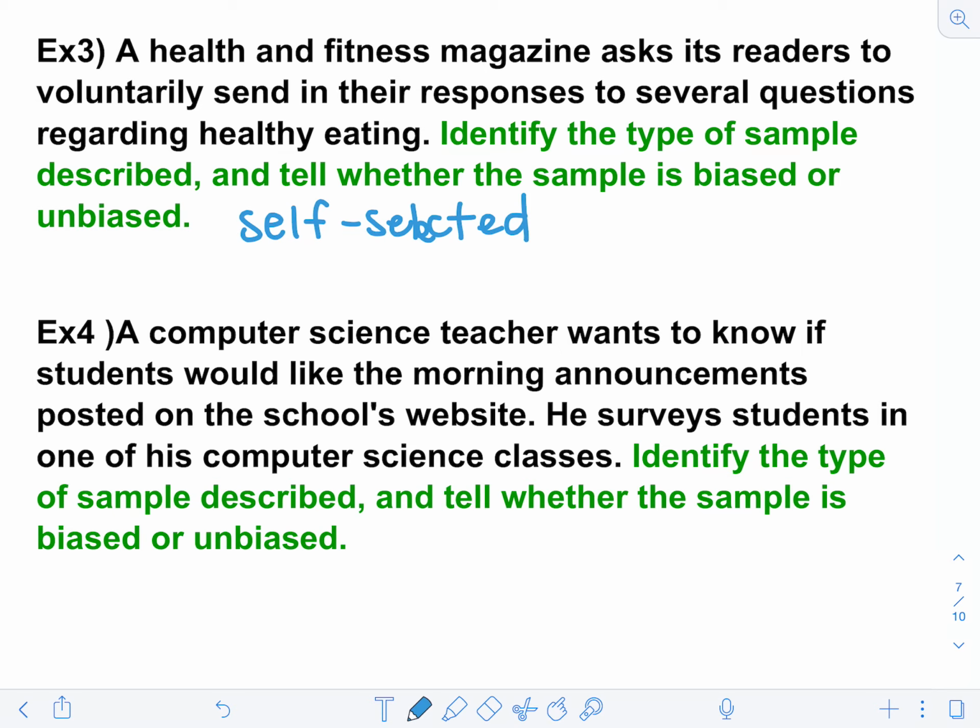And then whether or not it's biased or unbiased, well, if it's health and fitness magazine readers, they probably are going to have some biased answers talking about healthy eating. So yeah, this is going to be biased.